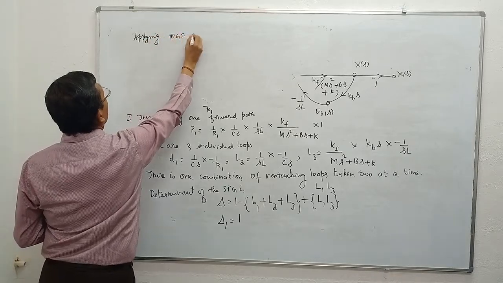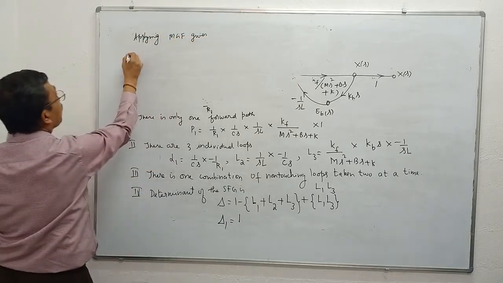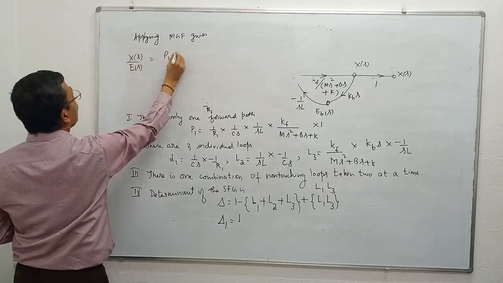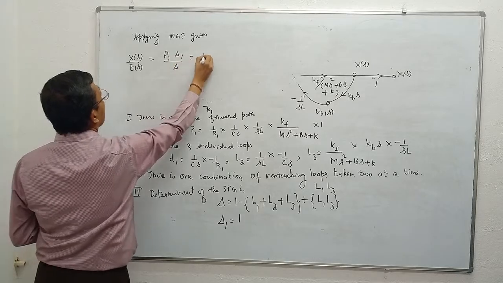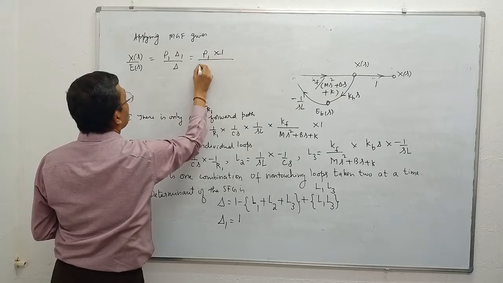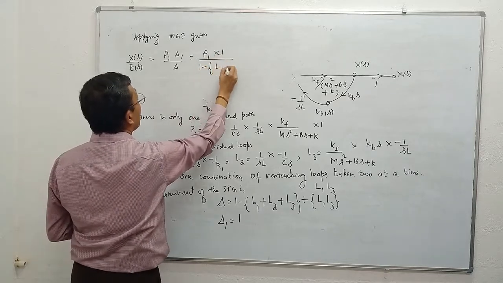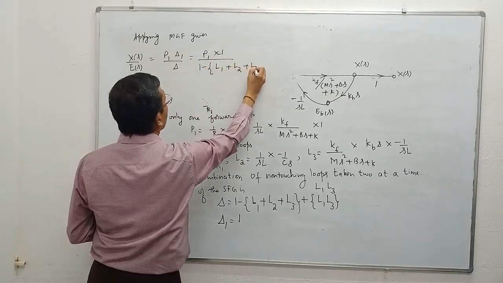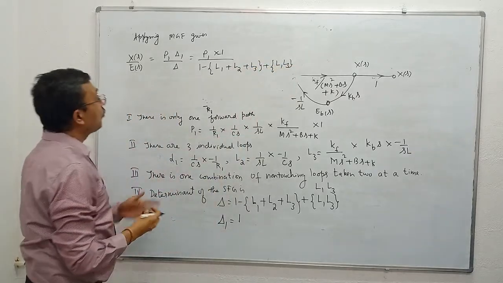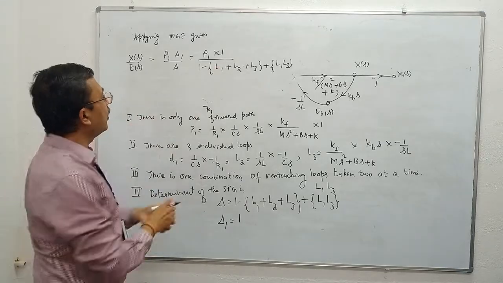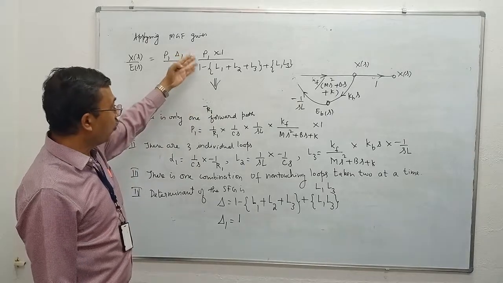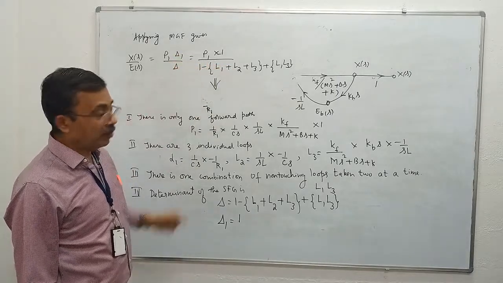Applying Mason's gain formula gives X of S divided by E of S is equal to P1 delta 1 divided by delta, equals P1 into delta 1. Delta 1 is 1. Delta is 1 minus L1 plus L2 plus L3 plus L1 L3. Substitute the values of P1, L1, L2, L3 and keep the answer. That I will give as homework to you.